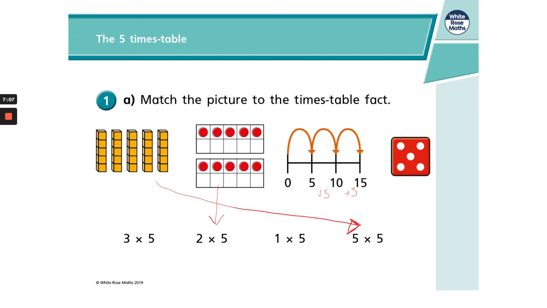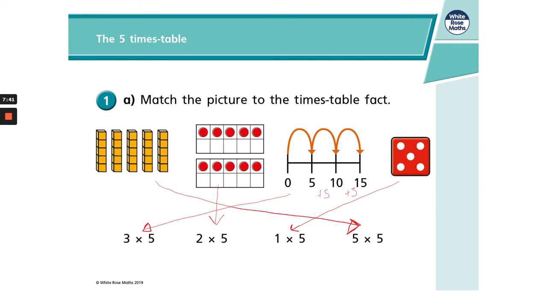So we know if we have counted to 5, how many jumps have we done? 1, 2, 3. So we have jumped, we have added 5 each time. We have added 5 3 times. Which number fact will that match? Well done if you got it. And our last number fact will go to our last representation. We have 1 dice with 5 dots on the face.